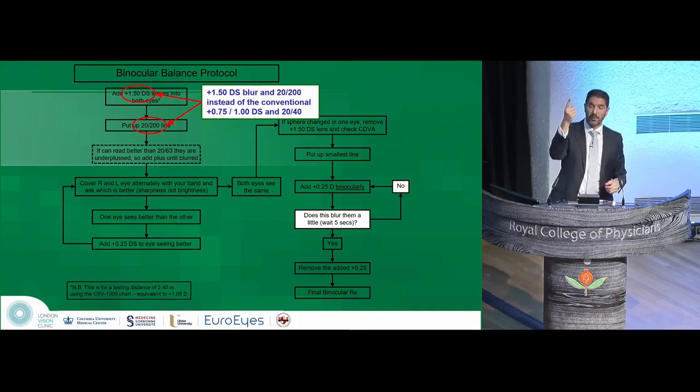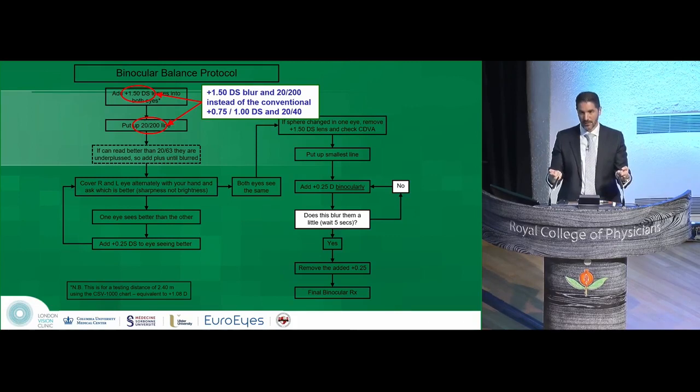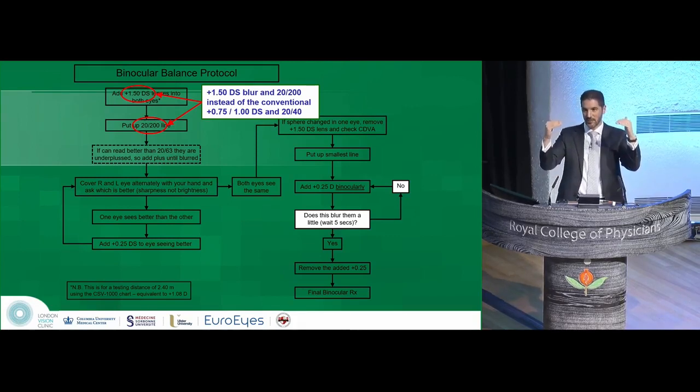And you ask them to look at the top line of the chart, the 20/200 line, and they can see it because it's not that foggy for them. And then you ask them how far down the chart they can read. Most people, if you're making them -1.50 by putting a +1.50 lens in front of their eyes, can still read a 20/63 line. If they can read better than 20/63, they're underplussed. So if they're better than 20/63, we just binocularly add in an extra quarter until you blur them up to the 20/63 line. All right? They were accommodating the whole time.